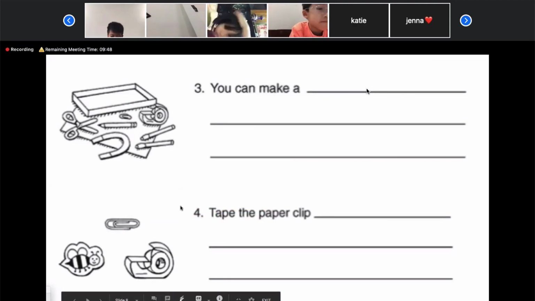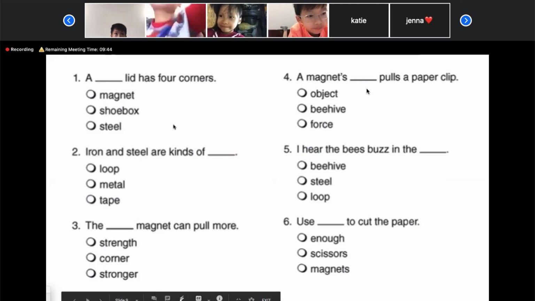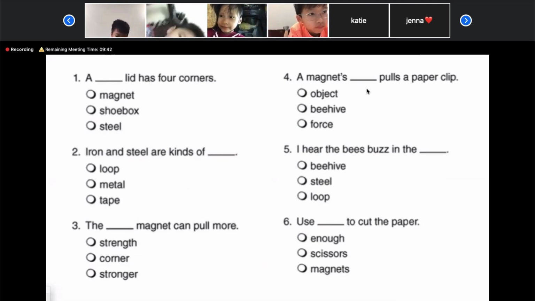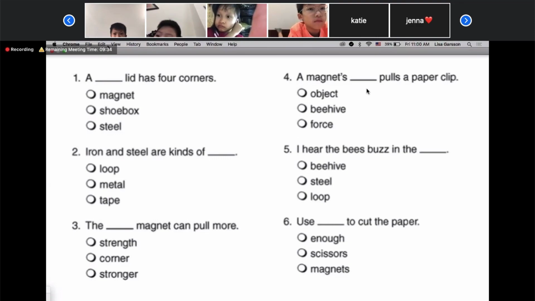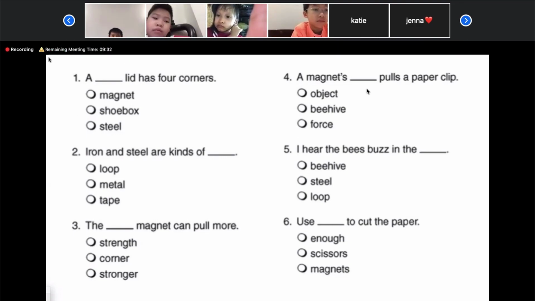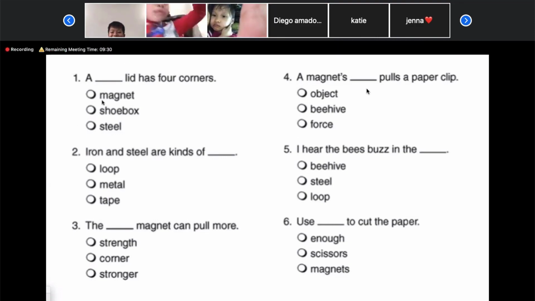Okay. Sophia also says you can make a game. Good job, Sophia. All right, so let's look at some more questions. A blank lid has 4 corners. Alex, a magnet lid, a shoebox lid, or a steel lid? Which one has 4 corners? Shoebox lid. Good job. A shoebox lid has 4 corners.